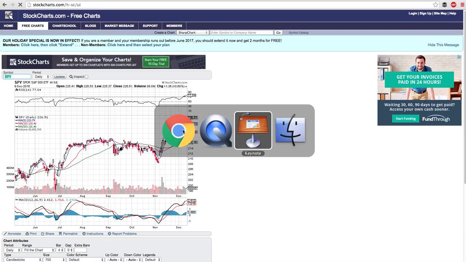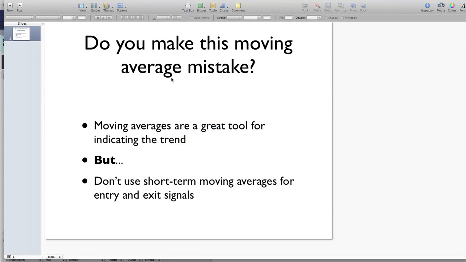moving averages. So, to summarize, beginner and intermediate traders should avoid using moving averages for short-term entry and exit signals. On the other hand, moving averages are a great tool for indicating the trend and determining if the odds favor bulls or bears. I hope that helps you understand how you can trade and invest using moving averages and how to avoid a common mistake trying to use moving averages in your trading.